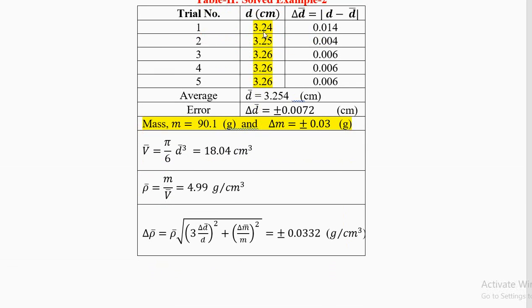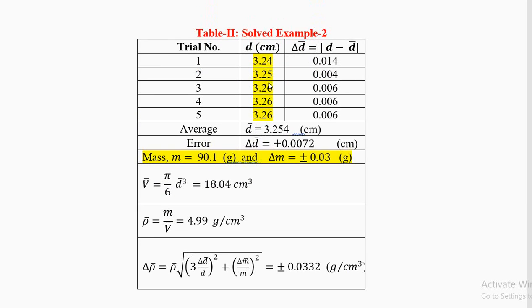So take the diameter 5 times in example 2, take the average. It is 3 point something, so the average will also be 3 point something. Now calculate delta d bar using the absolute value of d minus d bar 5 times.